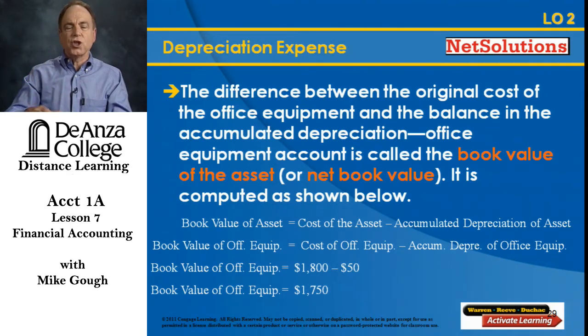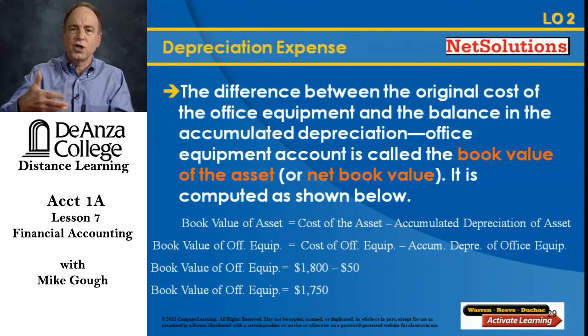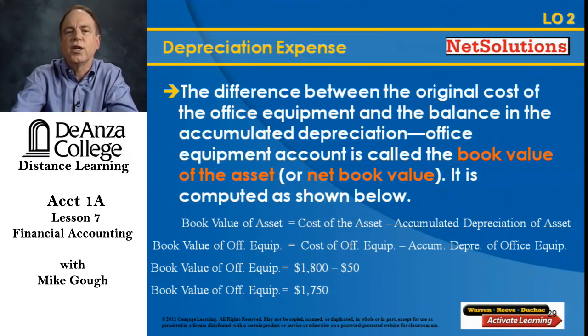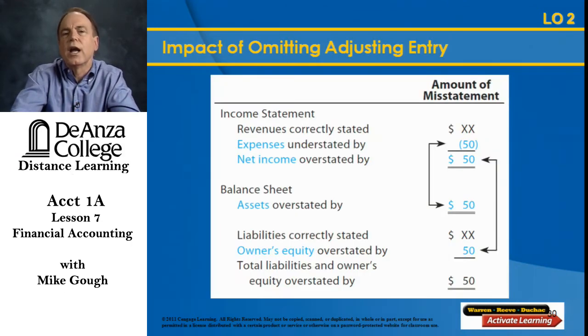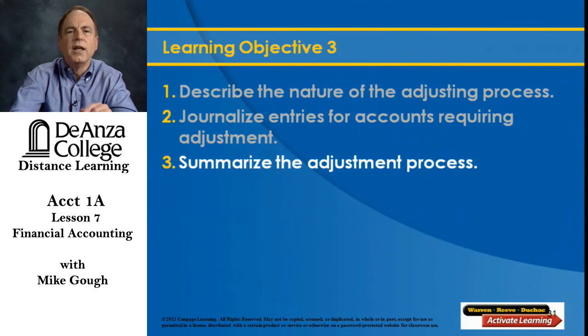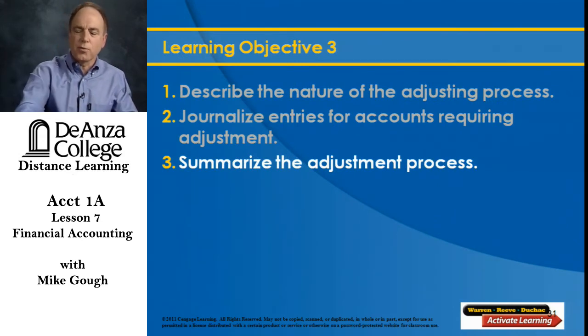At the end of next year, it will be $1,700. That is, $50 depreciation will be recognized. Or if we're depreciating on a monthly basis, $1,700 at the end of next month. Now, if we don't do our depreciation, we're going to understate our expenses, overstate our net income, and overstate our assets. Now, let's summarize the adjustment process.